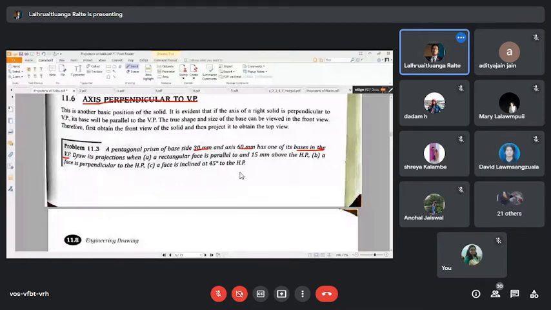All right, so we have to draw the projections when a rectangular face is parallel to and 15 mm above the HP. So here we have new conditions. A rectangular face. We are talking about a pentagonal prism. So which part makes the rectangular face?